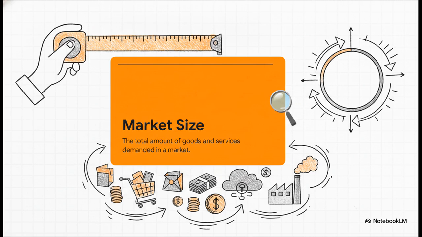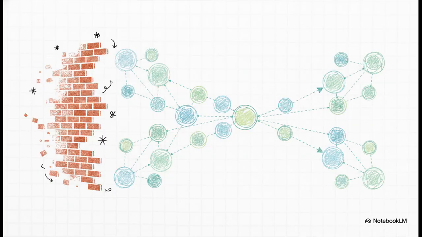Instead, market size is defined entirely by sheer demand. We're talking about the total volume of goods and services demanded within that specific system. So quite simply, the larger the demand, the larger the market. Okay, so if they are these invisible, dynamic systems, how do we actually categorize them? Well, in economics, we generally divide them into what's called a dual matrix, two distinct types.